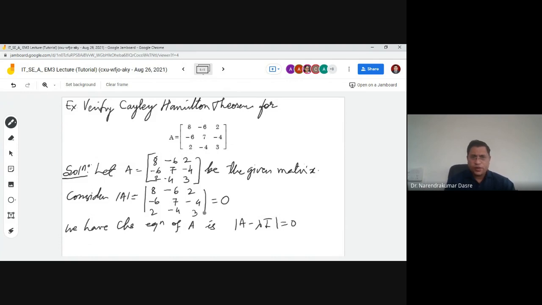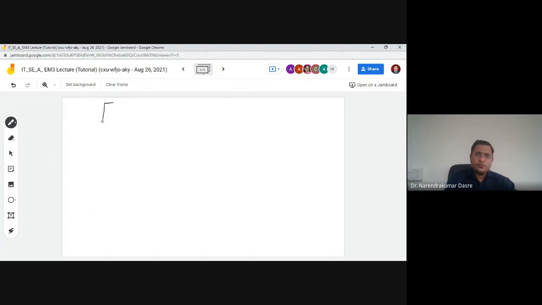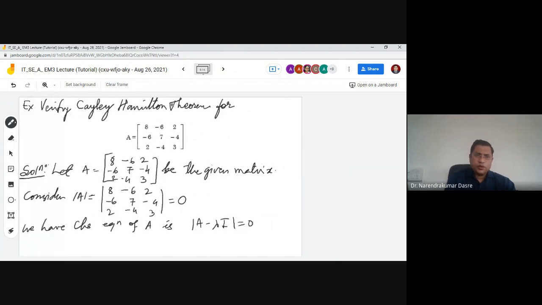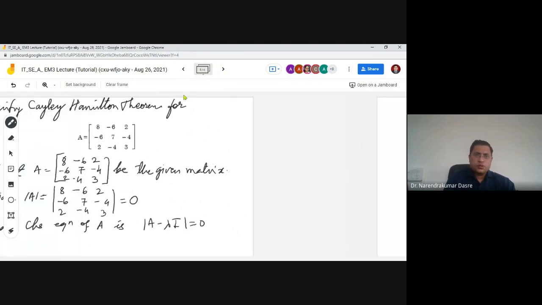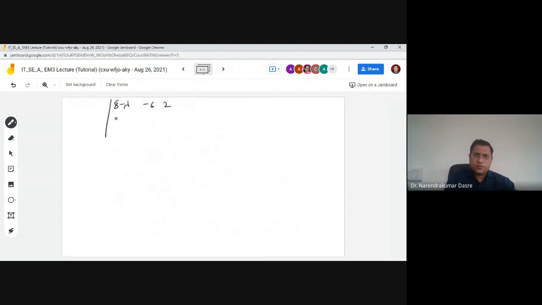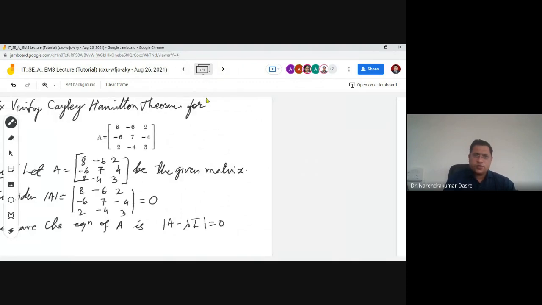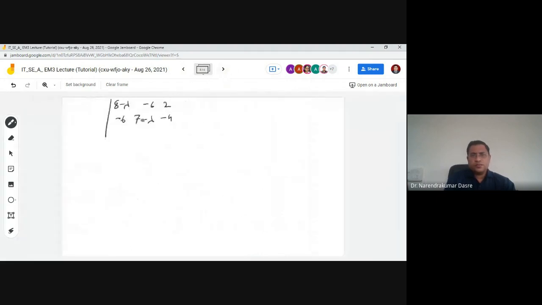Now we want to calculate the characteristic equation. So we have the determinant of the matrix with 8 minus lambda, minus 6, 2; minus 6, 7 minus lambda, minus 4; 2, minus 4, and 3 minus lambda, and it is going to be 0.